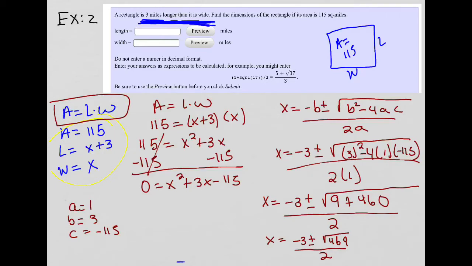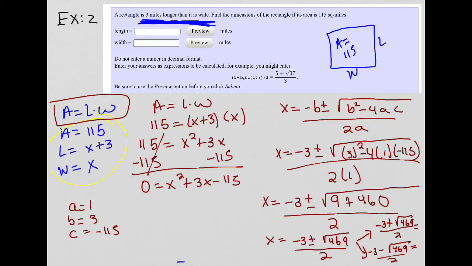So then we have to look for the square root of 469. I don't think that has a perfect square, but double check that. You always want to double check if that has a perfect square. It does not. It's a decimal. So here we go again with the decimal. So we're going to have negative 3 plus the square root of 469, over 2. And then we're going to have negative 3 minus the square root of 469, over 2. We're going to get two answers.